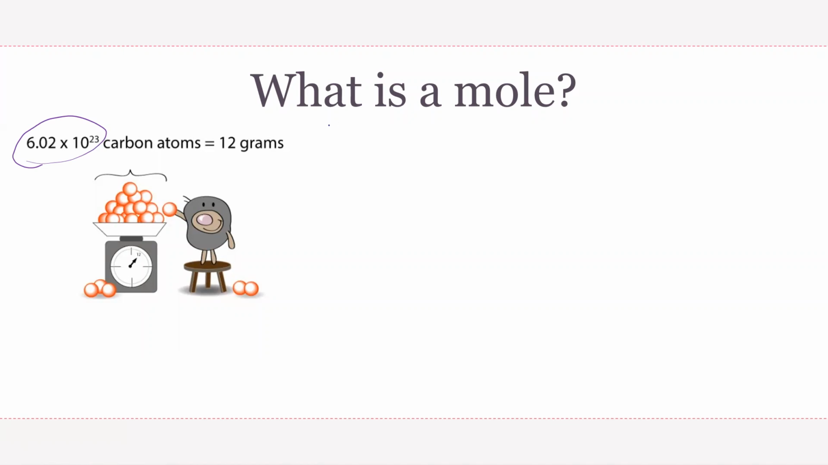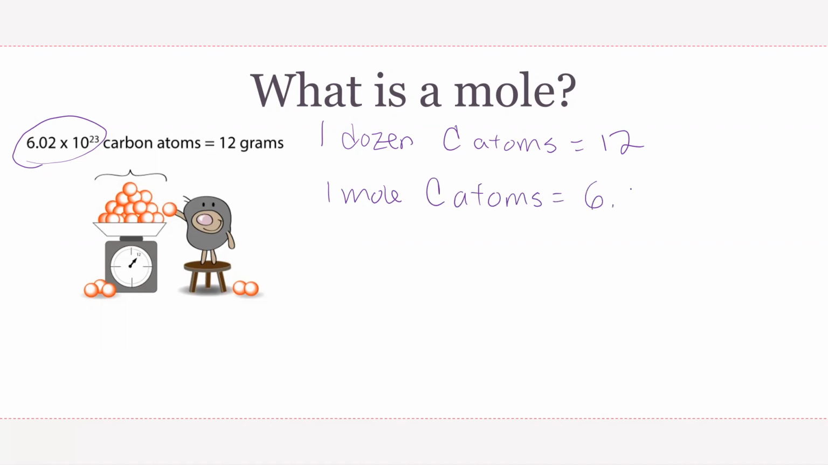A mole is similar to a dozen. So if I said I had 1 dozen carbon atoms, I would mean that I have 12. If I said that I had a mole of carbon atoms, I would mean that I had 6.02 times 10 to the 23rd.